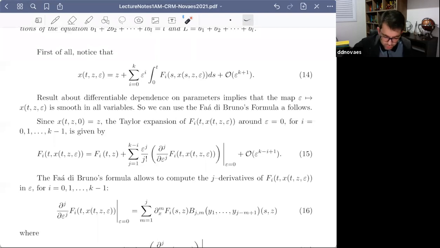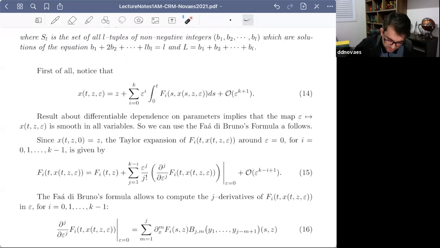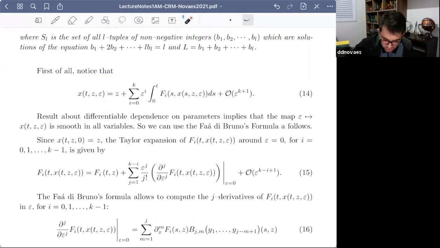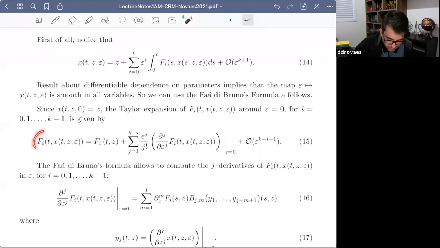So in order to expand, what I want to do is expand this expression in powers of epsilon. Here we have some powers of epsilon. However, epsilon also appears here in this composition. Then we have to expand this function in power series of epsilon, and this is why we are going to need the Faà di Bruno formula. So this is what I'm doing here.